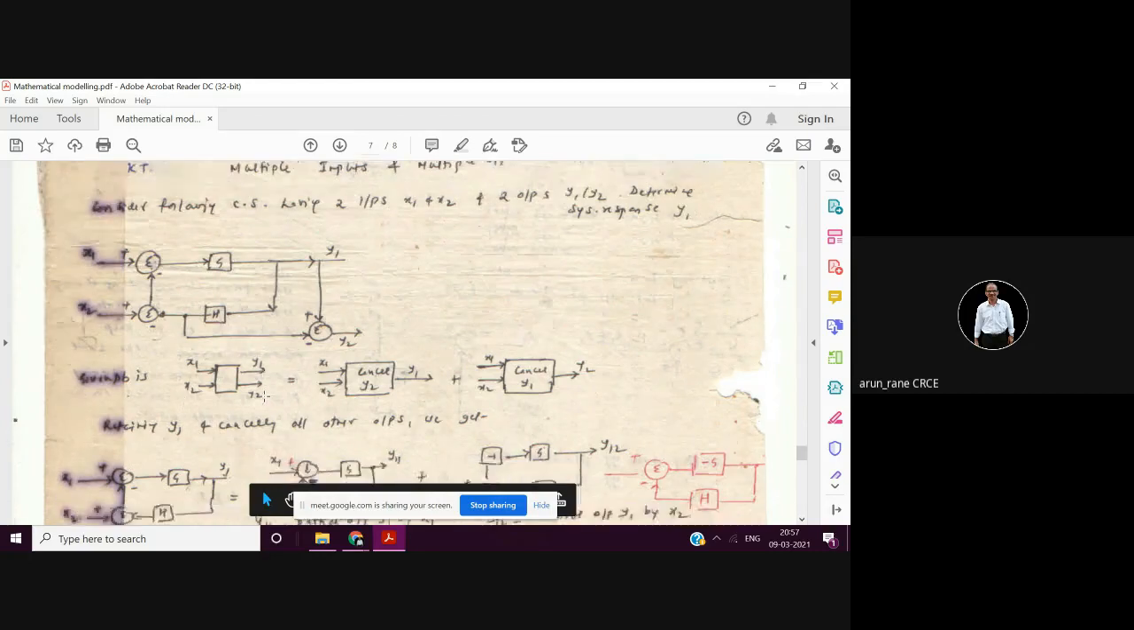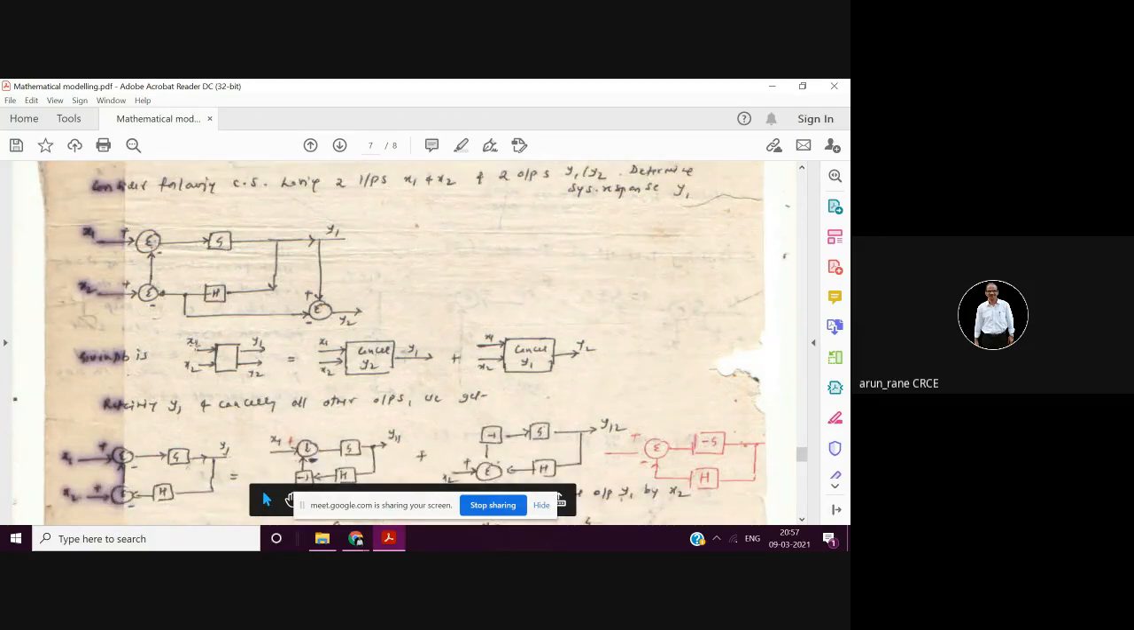So what is our given problem? The given problem can be written like this. x1, x2 are the inputs, and the outputs are y1, y2, correct? In a simple way. Now how will we do this? It is slightly tricky. So this can be split like this.